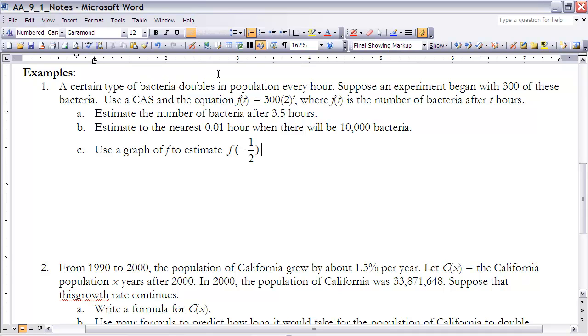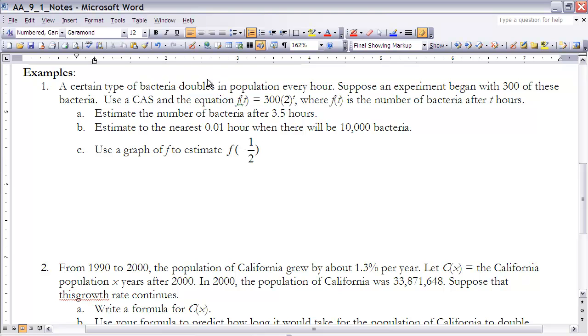So let's take a look at example 1 here. It says a certain type of bacteria doubles in population every hour. Suppose an experiment began with 300 of these bacteria. Well, we give you the equation here, but I want you to be able to think about this as well.